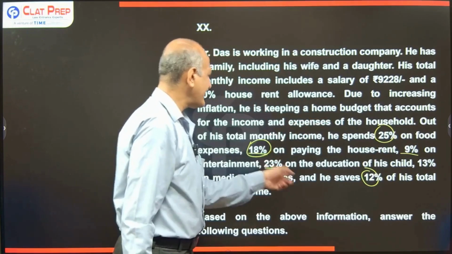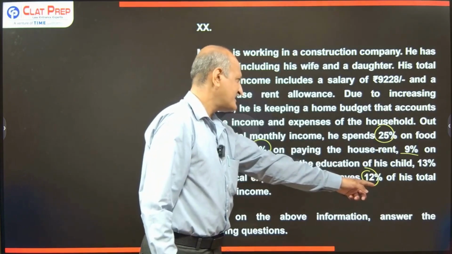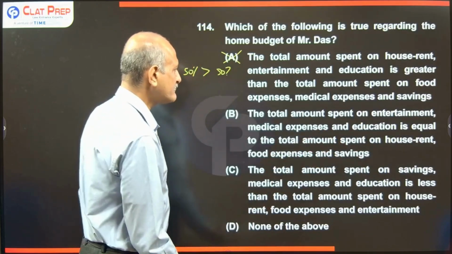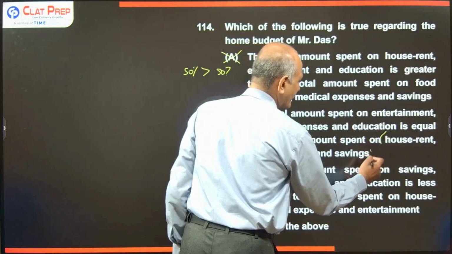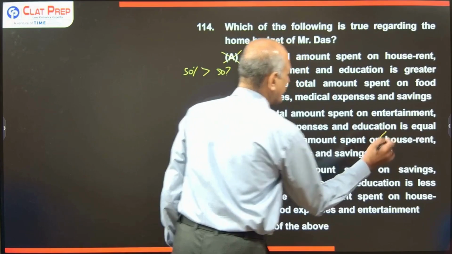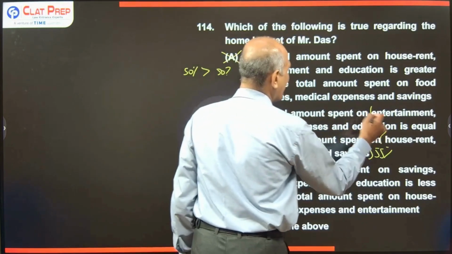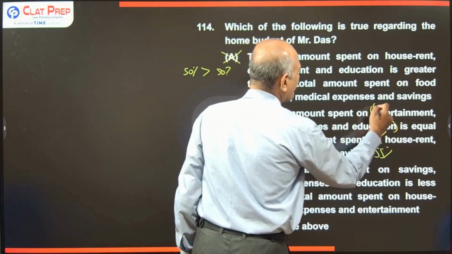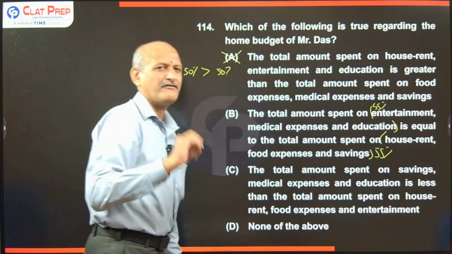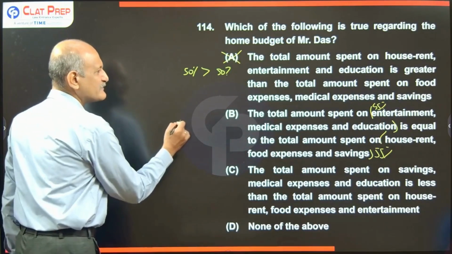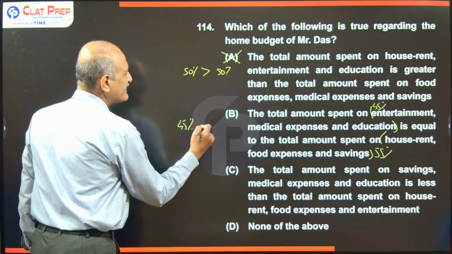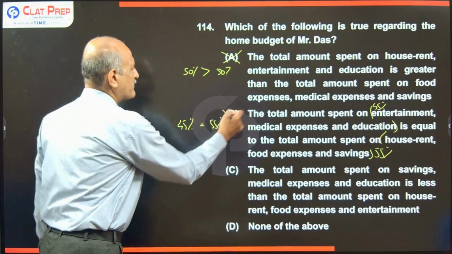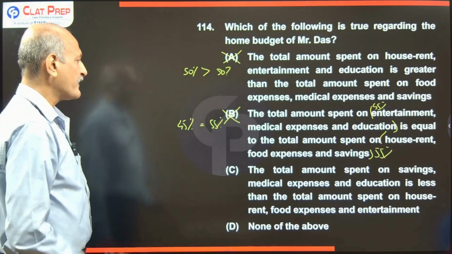Correct? On these 3 categories, if we add 18 plus 12, how much? It is 30. 30 plus 25 is how much? It is 55. So in these 3 categories it is equal to 55%. So what does this mean? On the other categories, that is entertainment, medical and education, we can identify it will be 100 minus 55, that is 45%. He is telling this one that 45% is equal to 55%. Is this statement true? Definitely no. So this statement also is false. Now let's see the other one.